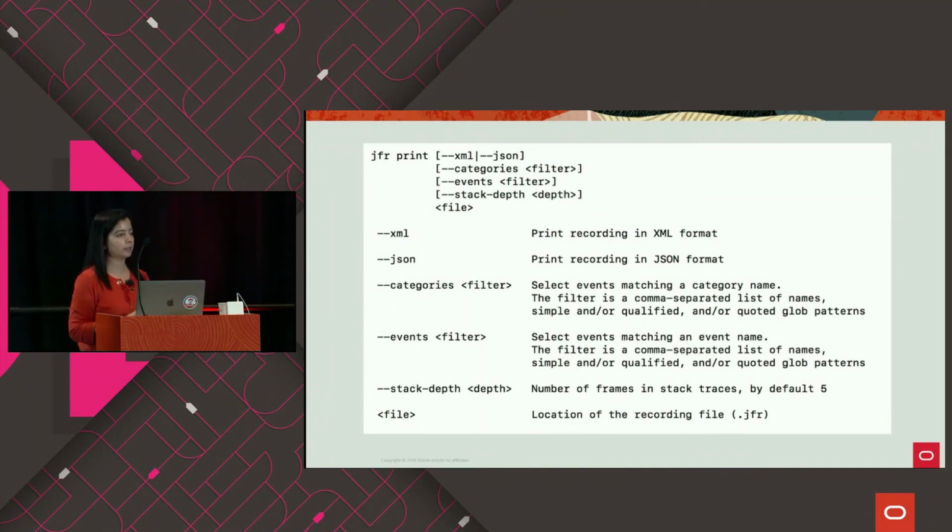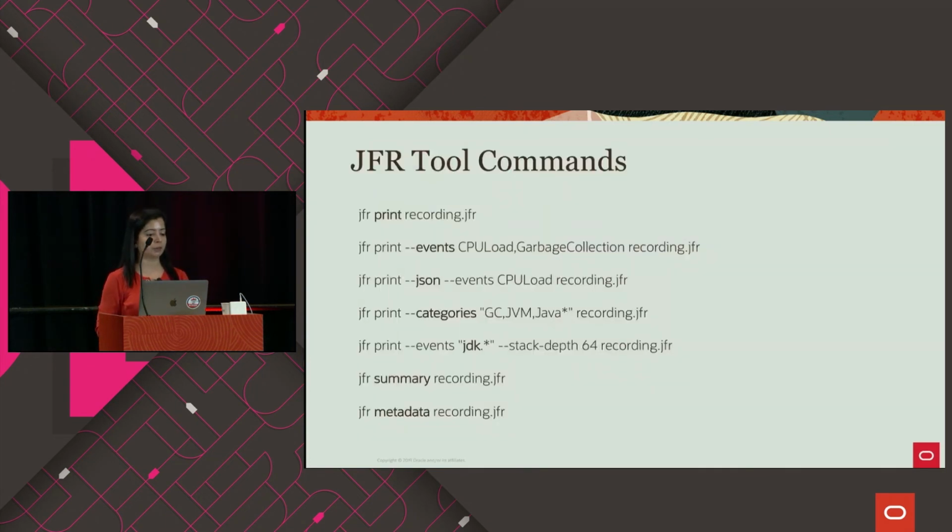Some of the commands and options that can be used with this command line tool: you can use the print command to print events. You can filter out events of a specific category or a specific event matching a particular string. You can also configure the stack depth of the stack traces printed with the events, and you can provide the path and the file name of the recording that you would like to examine with this tool.